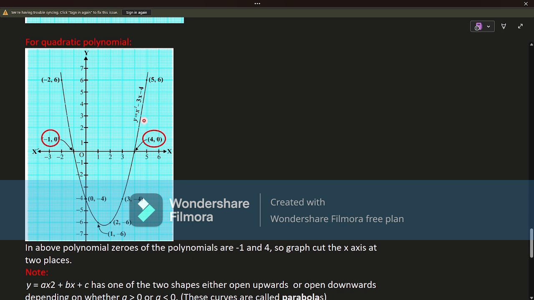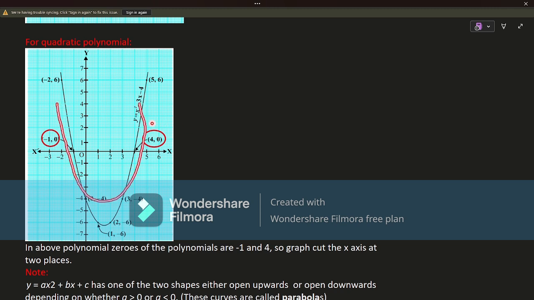What is the value of a here? The value of a is 1. Is 1 more than 0 or less than 0? It's more than 0. So I got the U-shaped curve. Why? Because the value of a is more than 0 here. Simply by comparing this and this, we can conclude the value of a is 1, and 1 is more than 0. So I got the U-shaped curve.